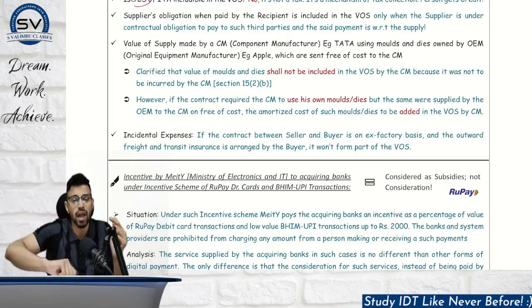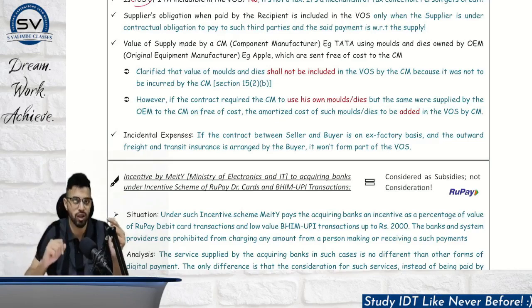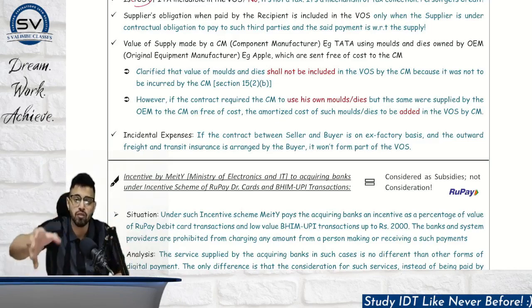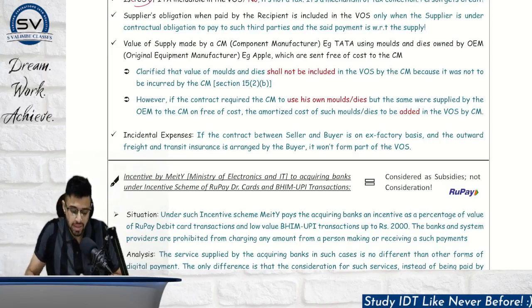Answer is no. Why? Because as per the contract, the molds and dies were to be supplied by Apple, that is the original equipment manufacturer. Hence, it is not to be included in the value of supply. But sir, what if the contract said that molds and dies were to be owned by the company Tata, that is the component manufacturer, and now they are being supplied by the other company, that is Apple? In that case, we have to include it in the value of supply.